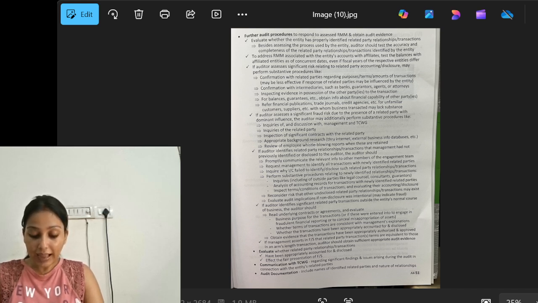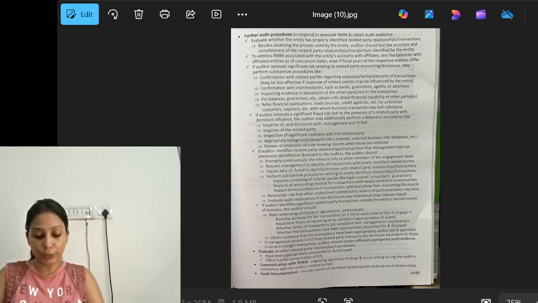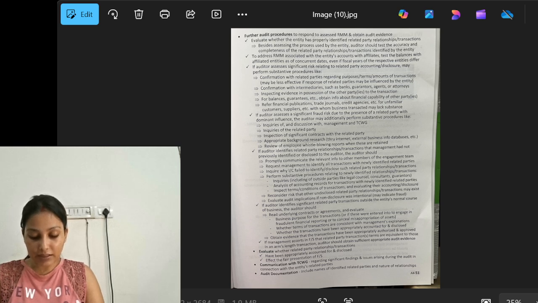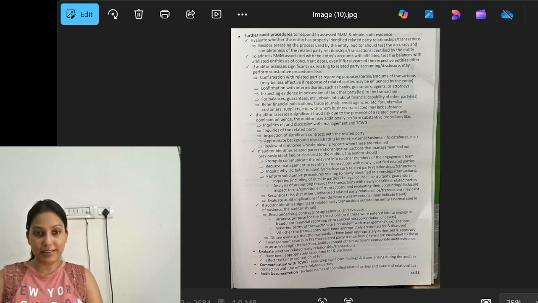If the auditor identifies a significant related party transaction outside the entity's normal course of business, then the auditor should read the underlying contracts or agreements and evaluate the business purpose of the transactions, whether the terms of the transactions are consistent with management's explanations, and whether the transaction has been appropriately accounted for and disclosed. Also, if management asserts that the related party transaction terms are equivalent to those in arm's length transactions, the auditor should obtain sufficient appropriate audit evidence. Also, the auditor should evaluate whether the related party transactions have been appropriately accounted for and disclosed, and have the effect of fair presentation in the financial statements.